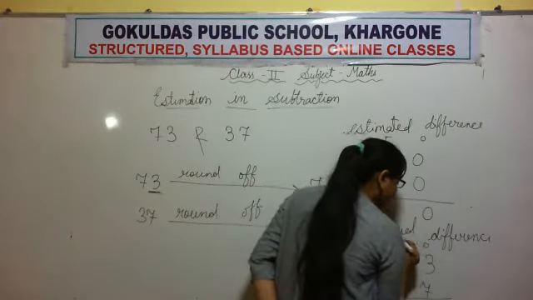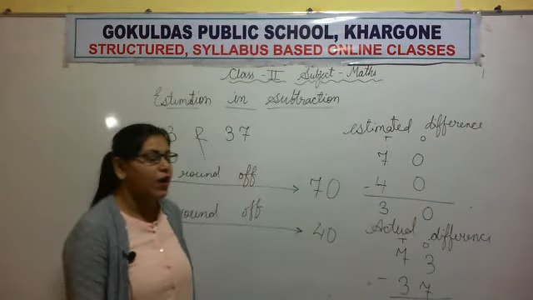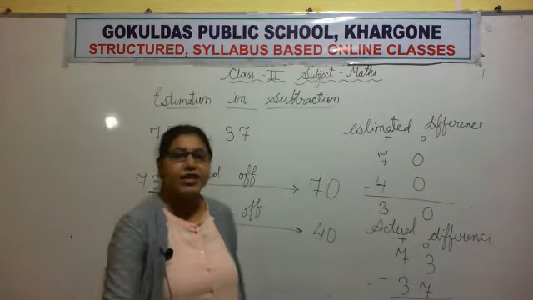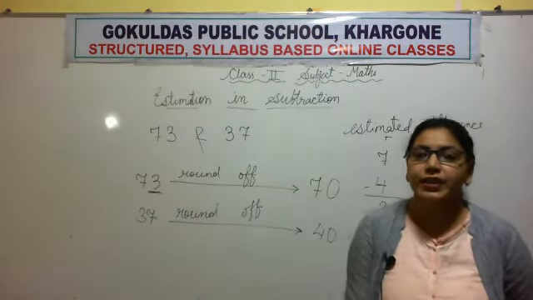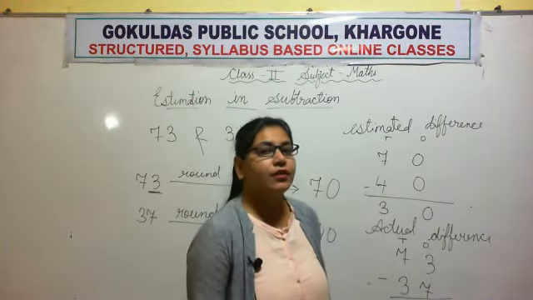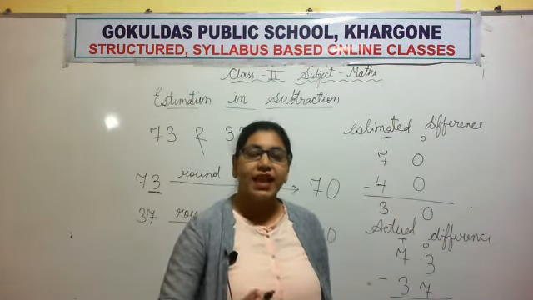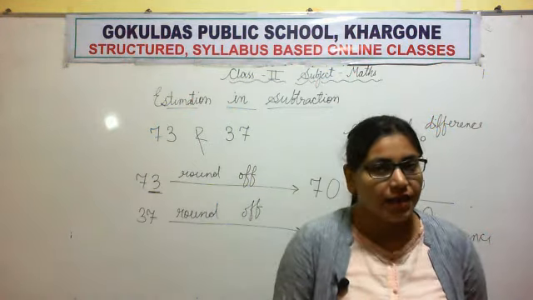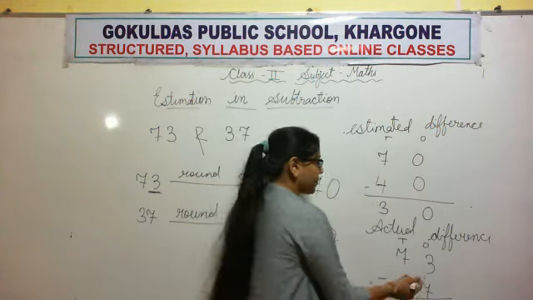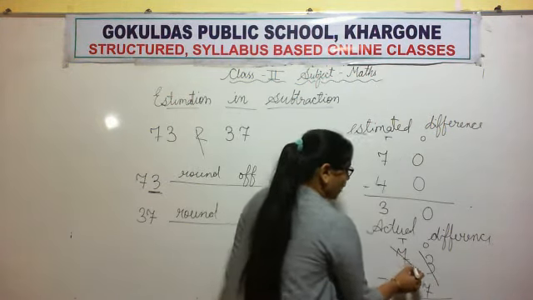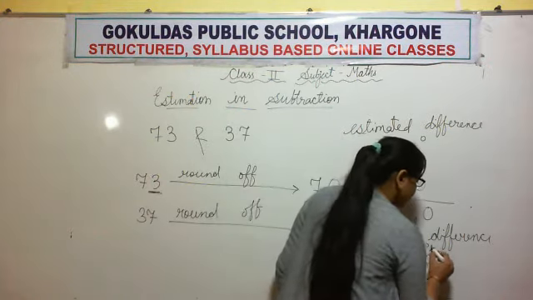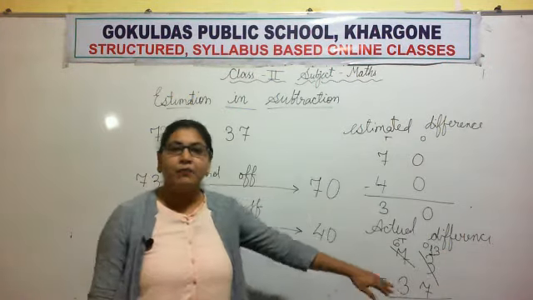Now again, we will start from the ones place. Ones minus ones, so 3 minus 7. Can we remove 7 from 3? No, because 7 is the bigger number and we always subtract the smaller number from the bigger number. So we have to make this 3 bigger. We will borrow a 10 from this 7. This 7 will become 6 and this 3 will become 13 after the borrowing process.